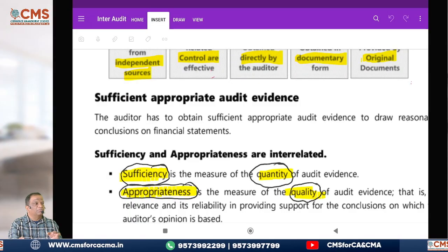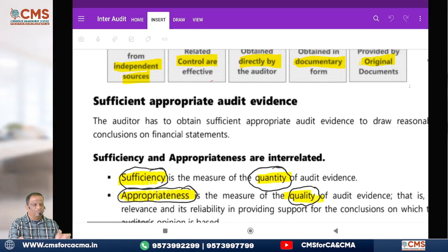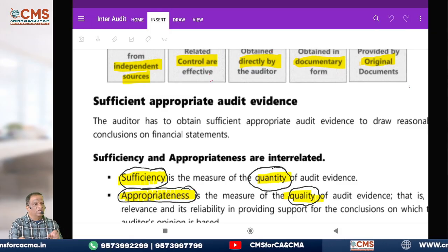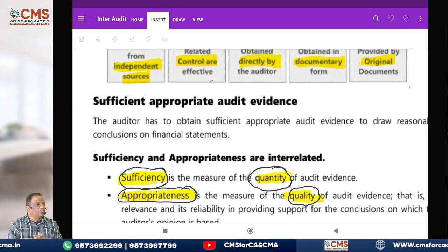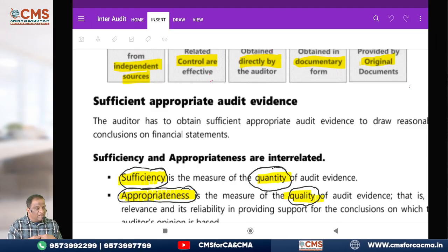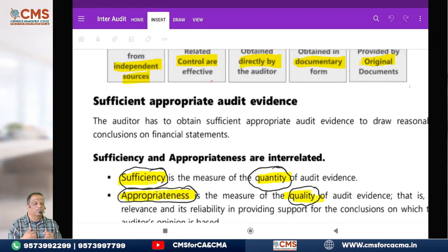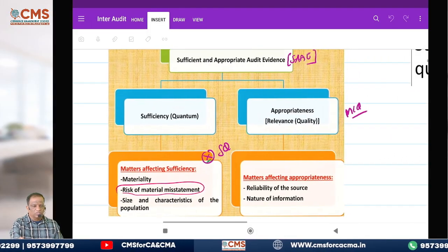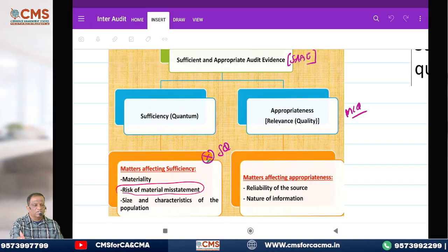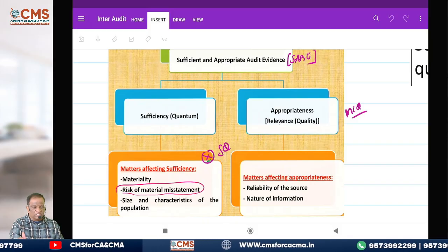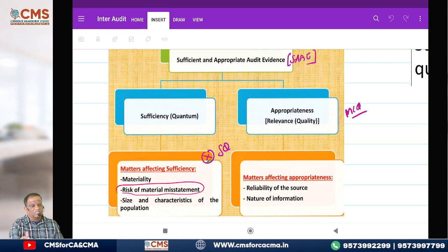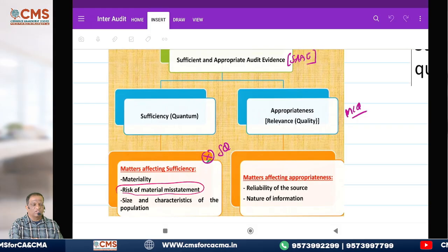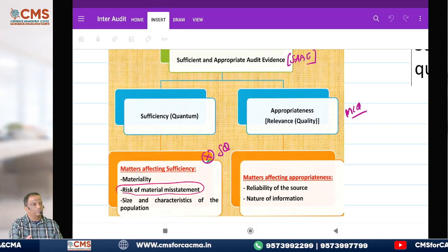Then sufficient and appropriate audit evidence. Sufficiency refers to quantum, and appropriateness refers to quality. Any one of them or both? Both. The evidence I am gathering should not only be sufficient but also appropriate. From the exam perspective, you may get a question asking you to write a short note on SAAE, sufficient appropriate audit evidence. It stems from two words, sufficiency and appropriateness. Sufficiency refers to quantum, and appropriateness refers to quality.